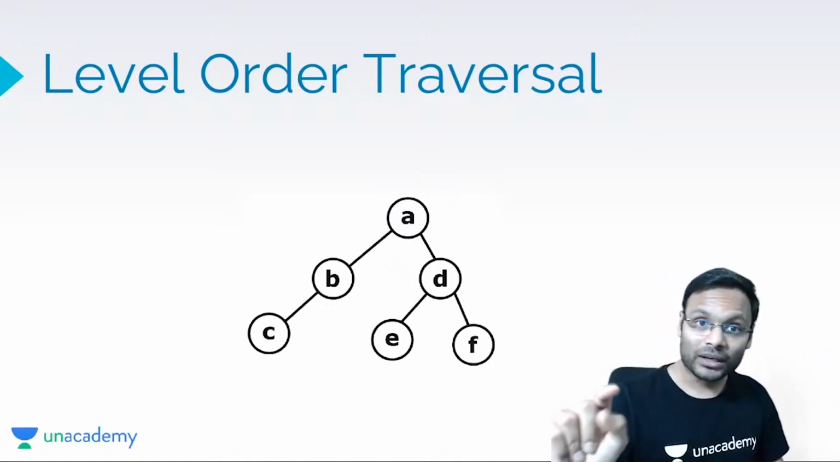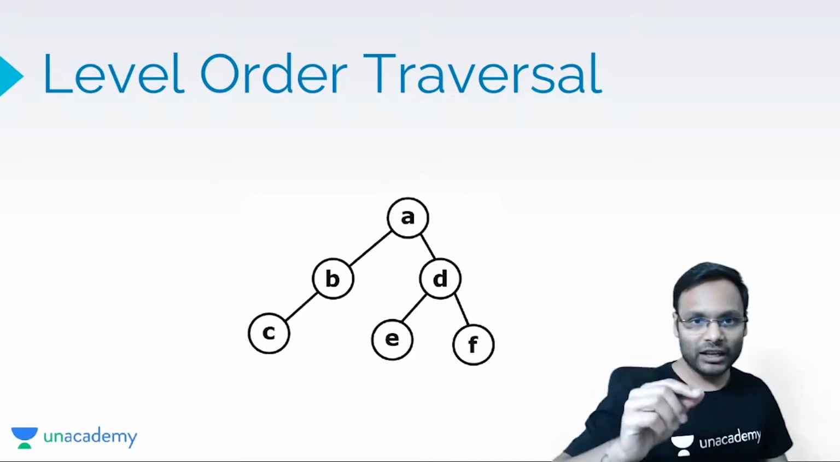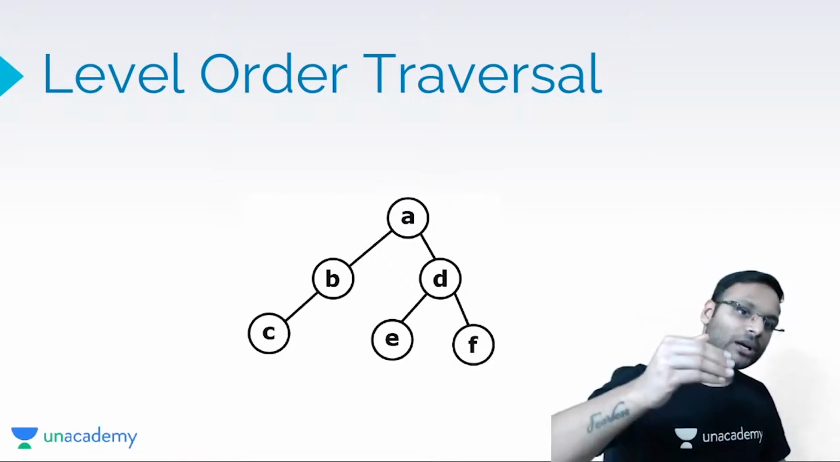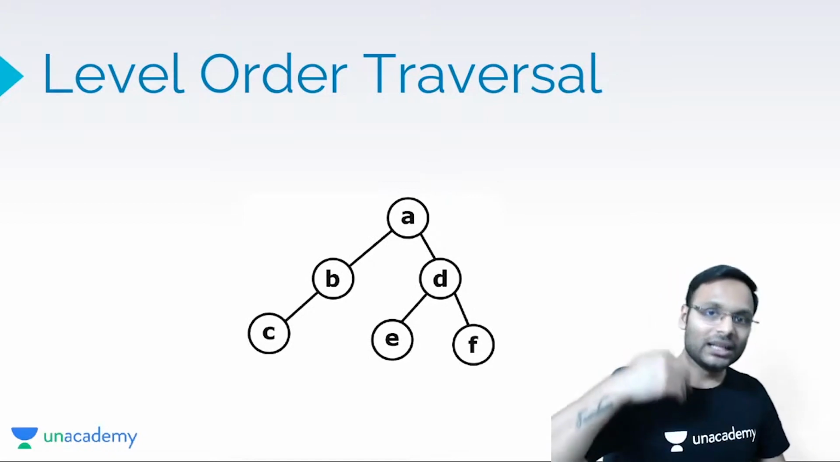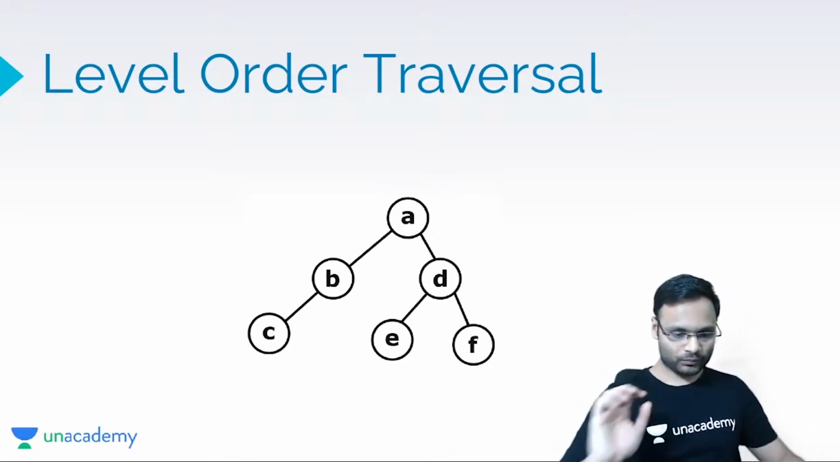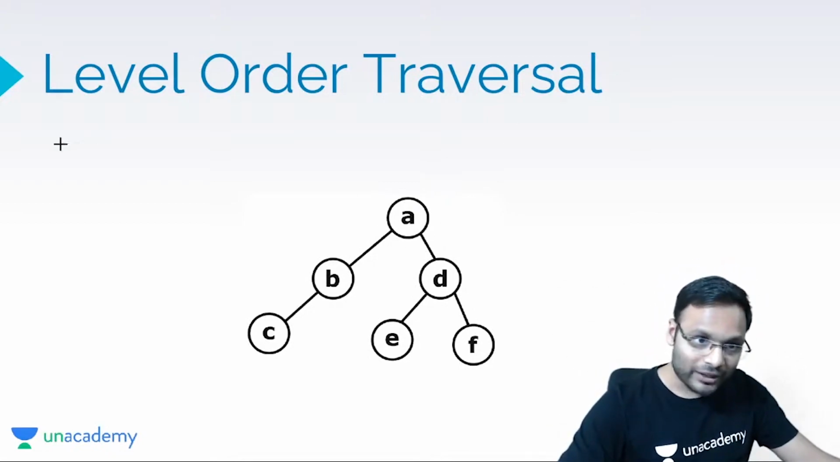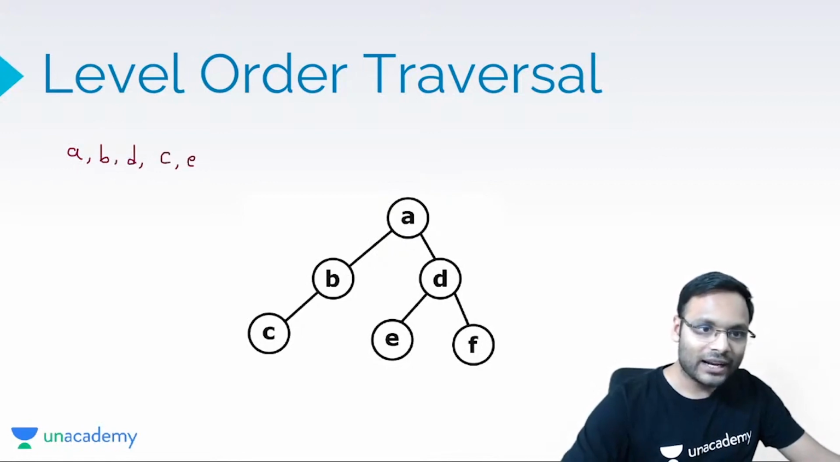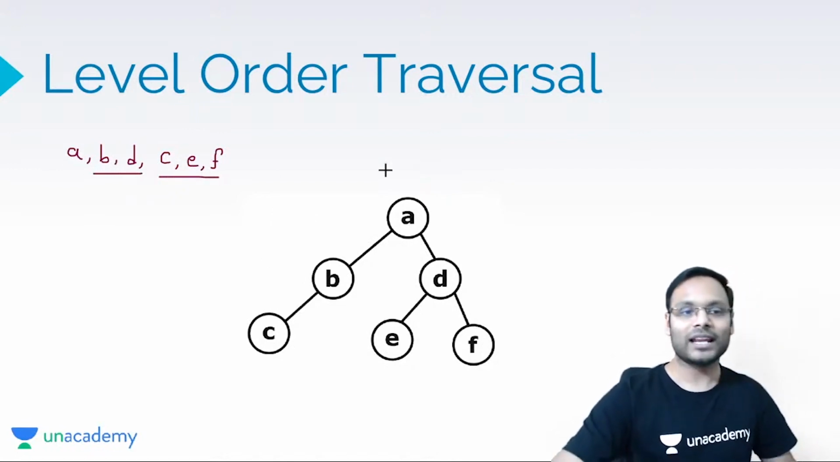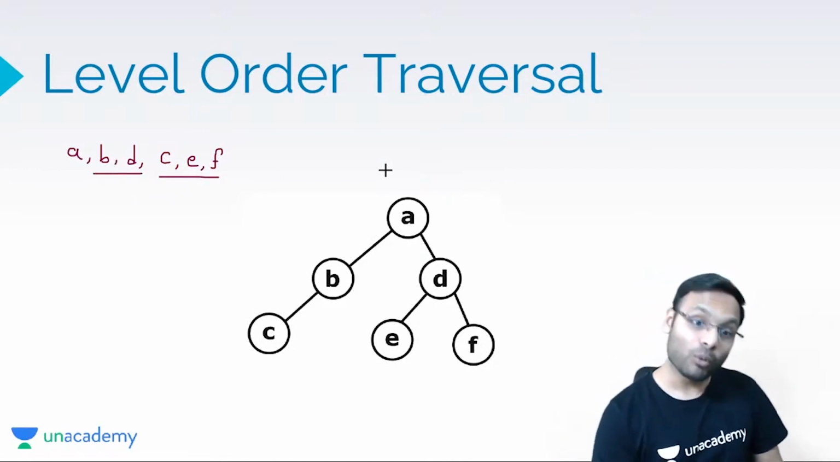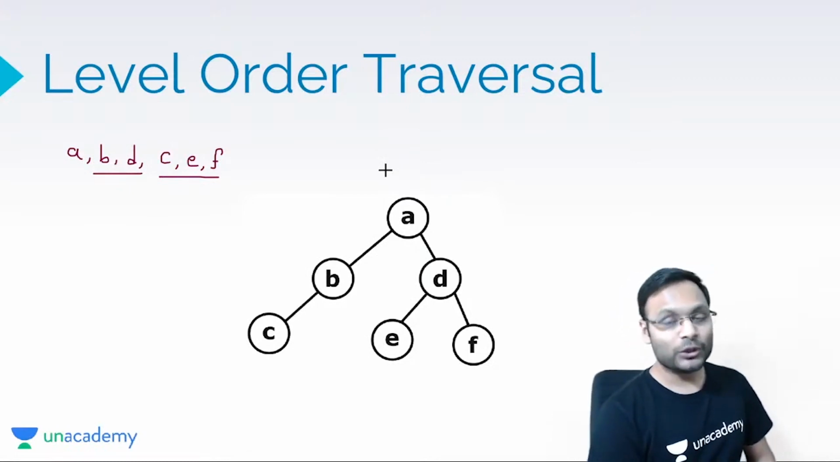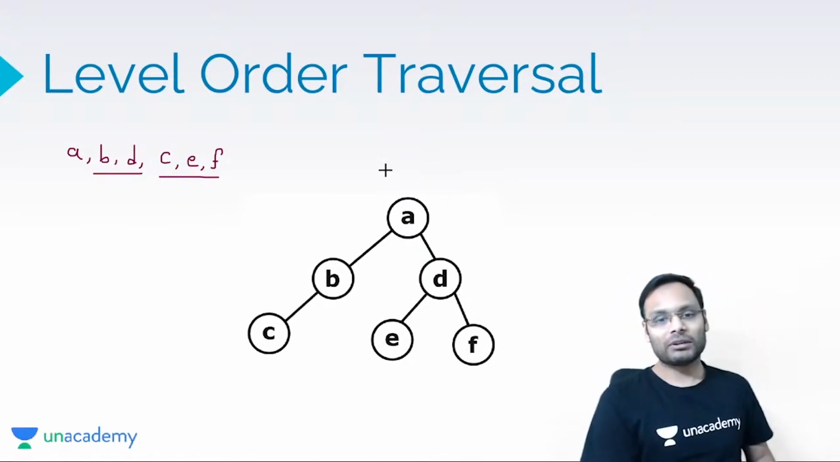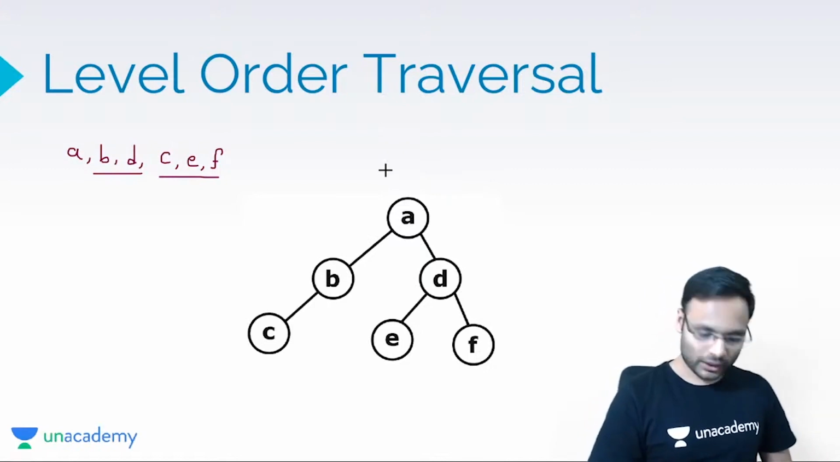But remember, you traverse level number L. After that only you can traverse the nodes of L plus 1. Then next and next. So first of all, the node of level number 0. After that, in the next level, B and D you can traverse in any sequence. And after that, C and E and F, the last level nodes. These you can traverse in any sequence, but you need to traverse B and D both before you go for C, E, F. You need to traverse A before you go for the next level B and D. That's the level order traversal.